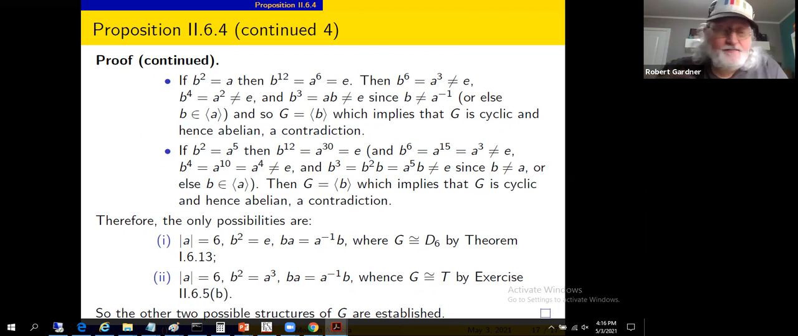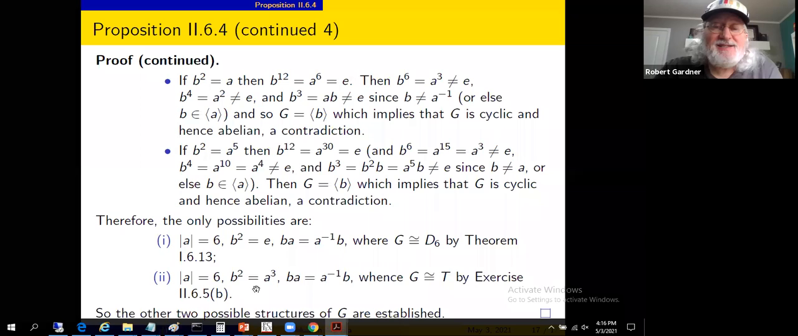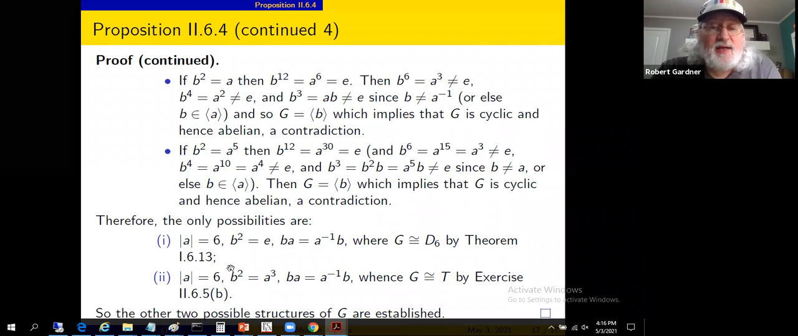Very first case, the kernel was trivial in that homomorphism. We were dealing with the alternating group A4. Second case, kernel of that homomorphism is not the trivial group. It was that group of order 3. Led to two possibilities, this and this. In the event that we have an element of order 6, B squared equals the identity, we have this relationship between A and B as generators of a group, then we have the dihedral group D sub 6.